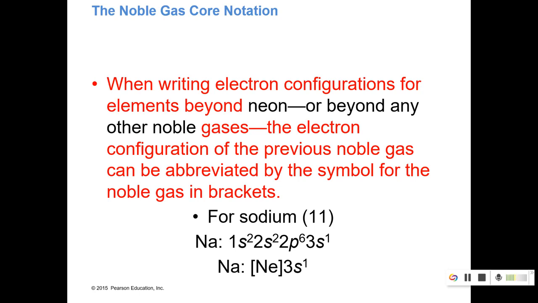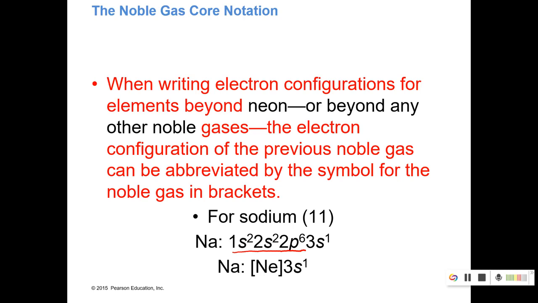All right, so this is the shortcut. It is called the noble gas configuration. This says noble gas core notation. I normally call it noble gas configuration. It's because we use the last noble gas that was present. So in this case, we're looking at sodium. So all of this gets us to the noble gas, the 2p6.